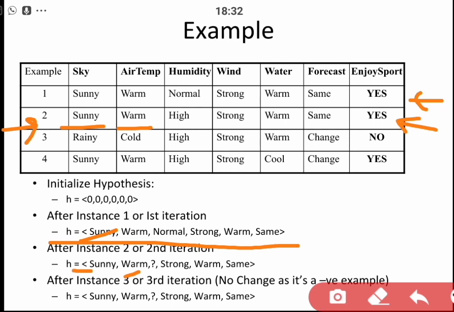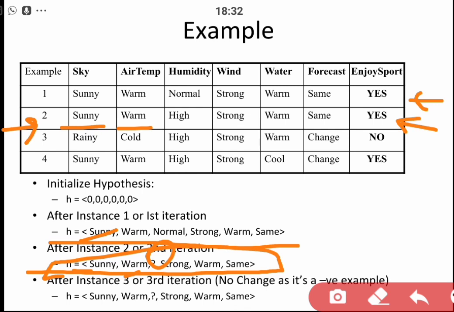Your high and normal, that means in this training instance it gives you a value of sport. That means either humidity is normal or high, it doesn't matter, it will give you a positive result. That's why we are replacing it with a question mark. That's why we refer to this question mark as a don't care term. In other attributes we have the same value: strong, warm, and same. Now, till this step, whatever values are specified in this hypothesis will give you a positive result. That means when your sky is sunny, temperature is warm, wind is strong, water is warm, and forecast is same, you are going to enjoy the sport on that day.